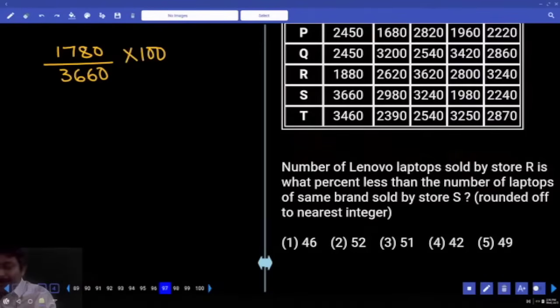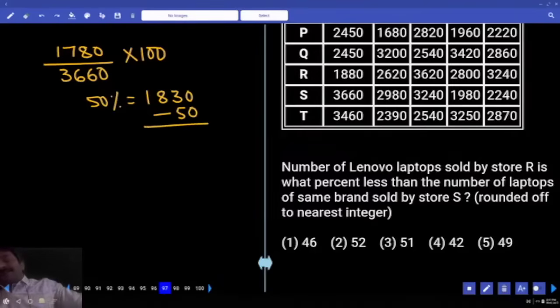What is 50% of the denominator? 1830. To make it our numerator 1780, how much should be subtracted from this? 50. What is 1% of the denominator? 36, approximate. 2%, 72. But we have to subtract 50, right? It is more than 1, less than 2. Approximately treat it as 1.5%, because it is more than 1, less than 2. If you subtract 1.5% from 50%, the answer is 48.5%.